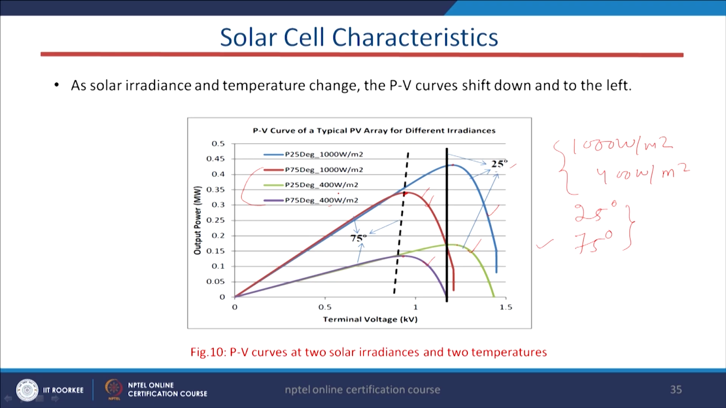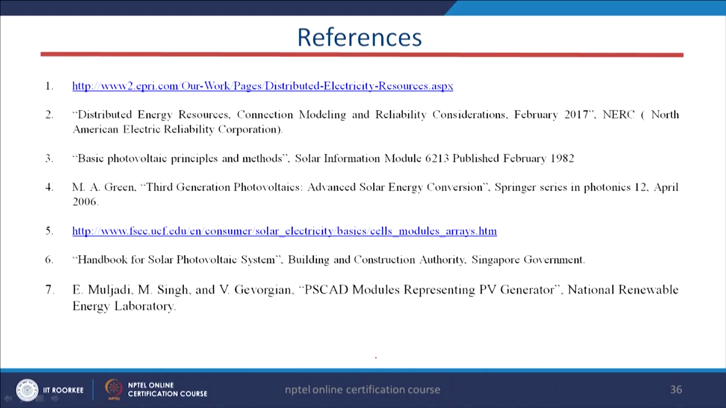Okay. So, what is the meaning of this? If the irradiance is higher, that means 1000 watt per meter square, compared to 400 watt per meter square, then the power basically decreases if we go for the lower irradiance. Higher irradiance means more power. Now, these are the references we have covered here in this particular module.